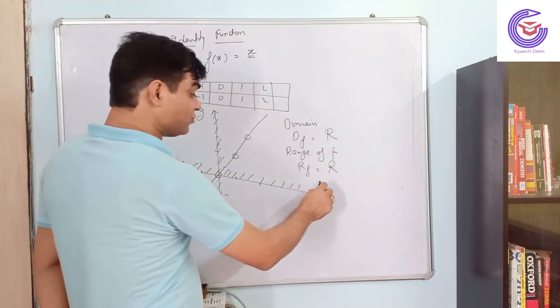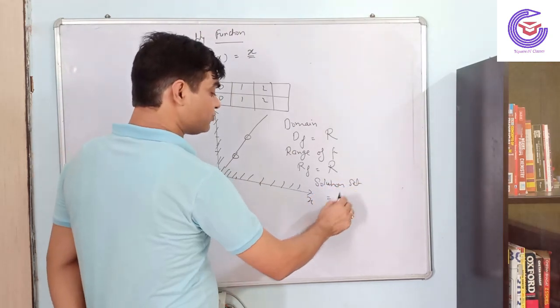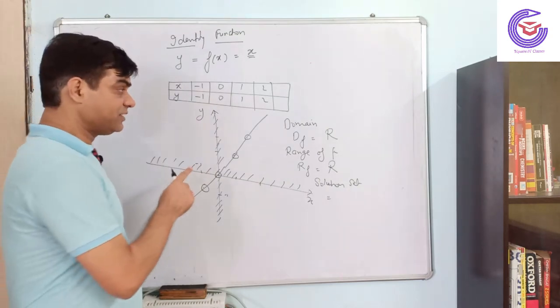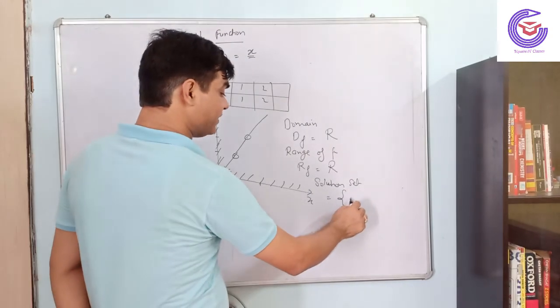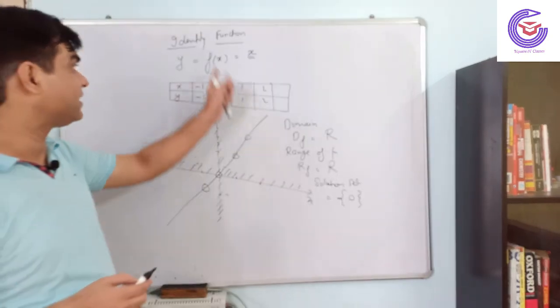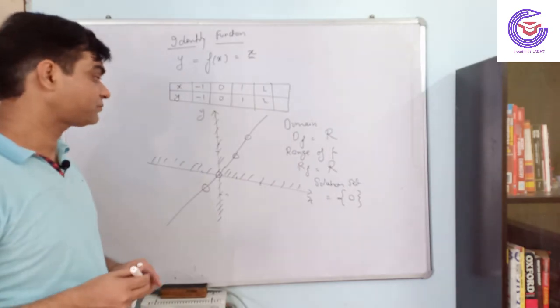Okay. What is the solution set? Solution set means the value of x when y becomes 0. Here you can see very easily, when x is 0, you are getting y equal to 0. So the solution set of this function is just the value 0.